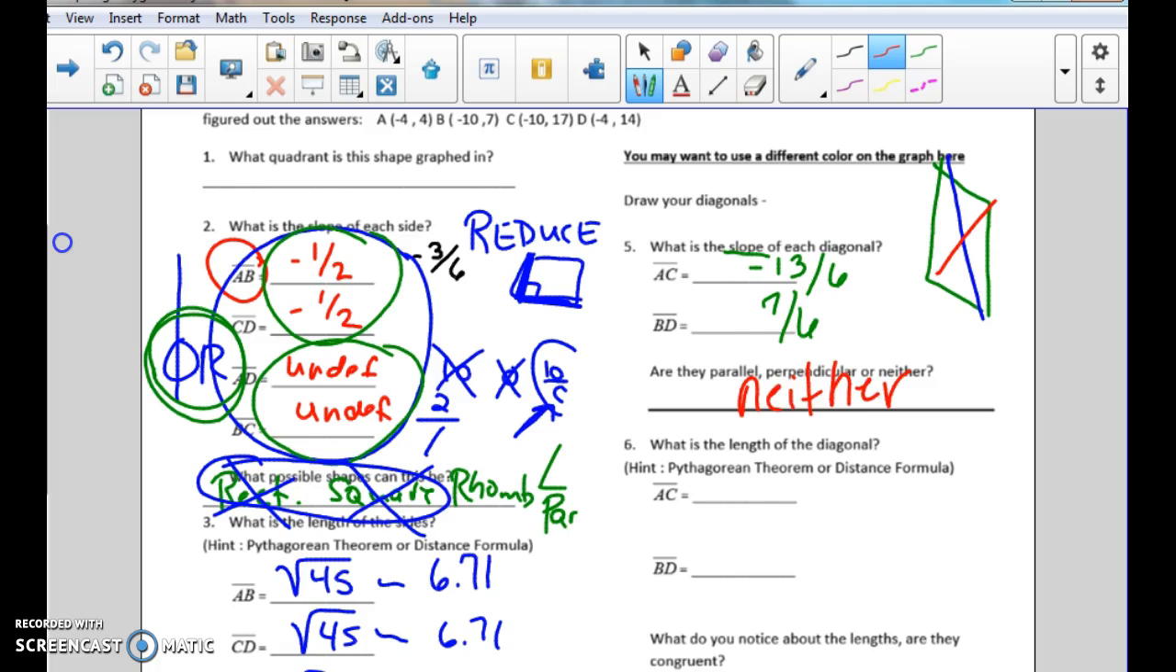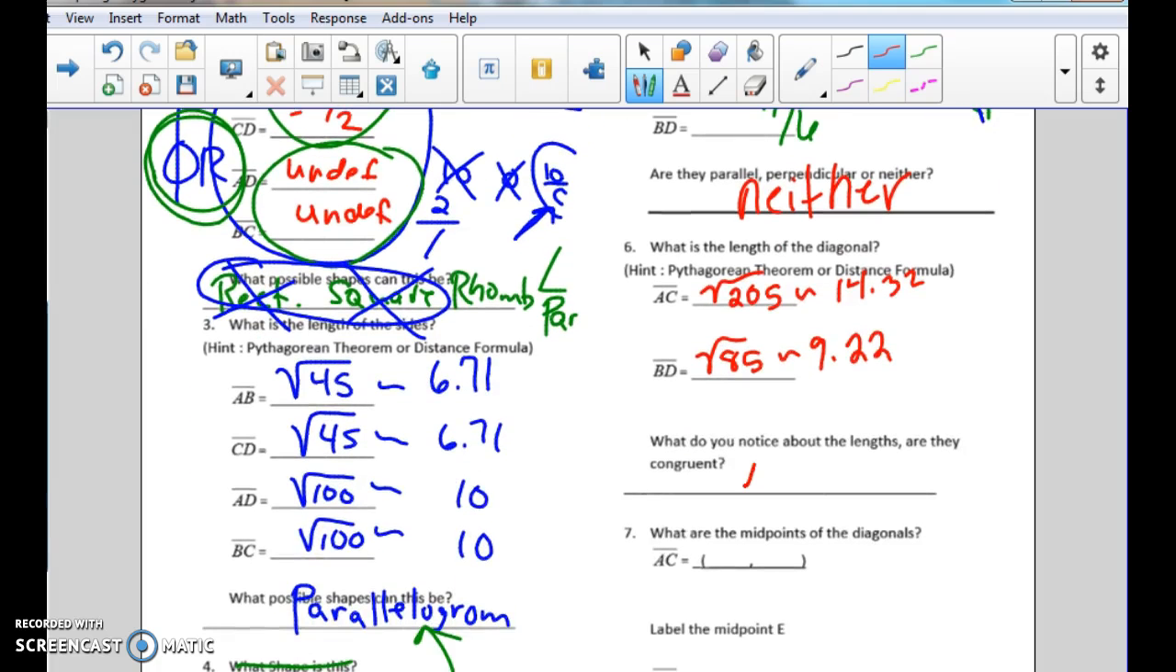So if I ever ask you if your slopes for your diagonals are perpendicular, is it going to be a parallelogram? No. Nope. Okay, what's the length? This one, I believe, is the square root of 205, which I believe is 14.32. And then this one would be the square root of 85, which is 9.22. Okay, do I want them to be the same or not? Are they the same? No, they're not congruent.